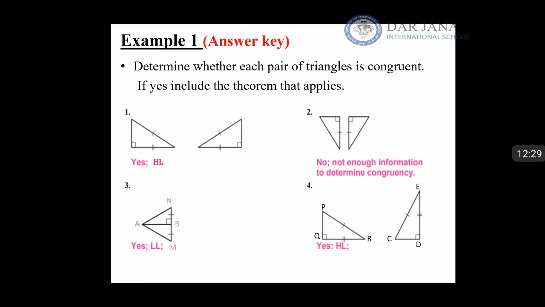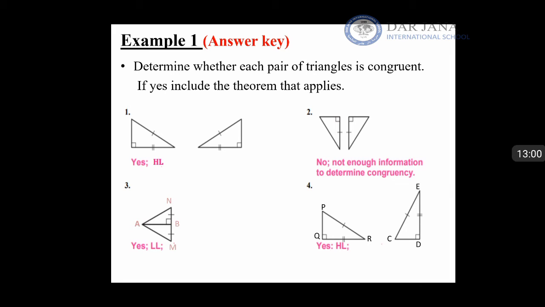In example number 2, let's see what we have. We have two right triangles, and the leg in the first right triangle is congruent to its corresponding leg in the second right triangle. So is this enough to prove those two triangles are congruent? No, this is not enough, since the only information we have is that a leg of one triangle is congruent to its corresponding leg in the second right triangle.